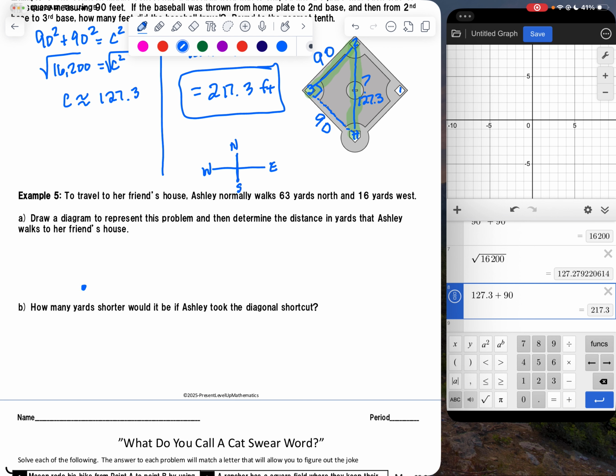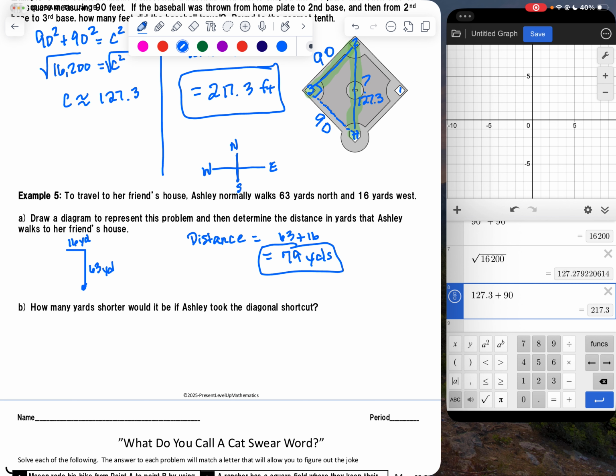All right. So draw a diagram to represent this problem and then determine the distance in yards that Ashley walks to her friend's house. So let's say Ashley started right here, okay? And she traveled 63 yards north. That would look like this, straight up, okay? And I'll label that 63. Now it says she walks 16 yards to the west. I want a shorter segment going to the left or west, and we will label that with the 16 yards. And they want to know the distance in yards that Ashley walked to her friend's house. So her distance would equal 63 plus 16, which would be what? 79 yards total.